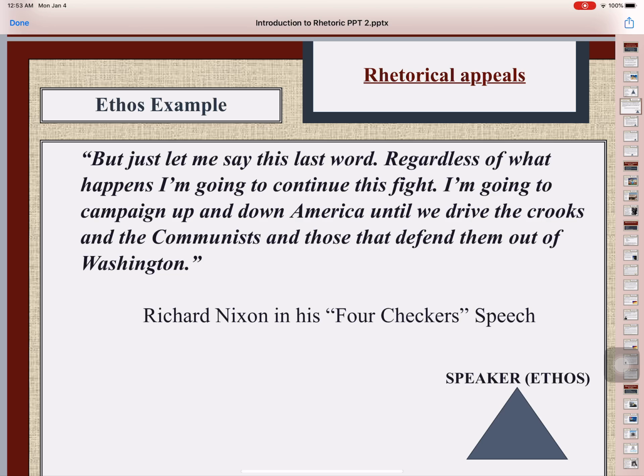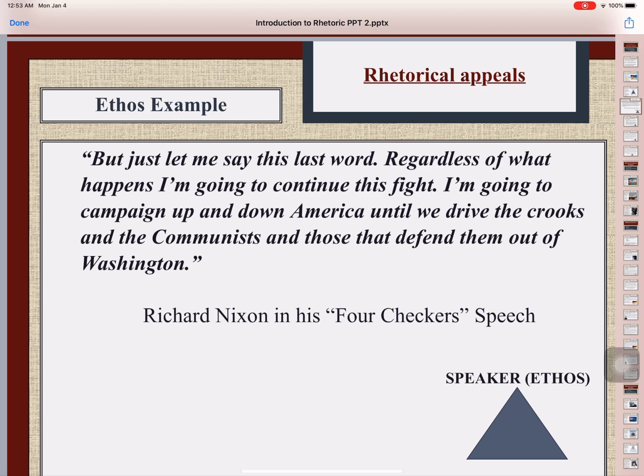Quote by Richard Nixon in his Four Checkers speech. But just let me say this last word. Regardless of what happens, I'm going to continue this fight. I'm going to campaign up and down America until we drive the crooks and the communists and those that defend them out of Washington. So he's using a lot of personal pronouns.